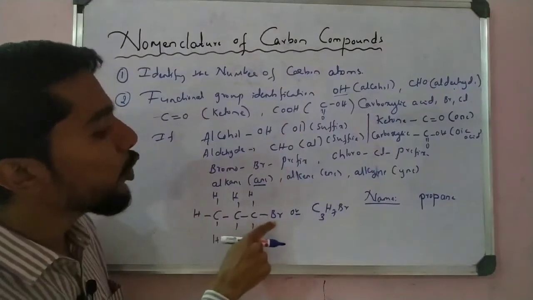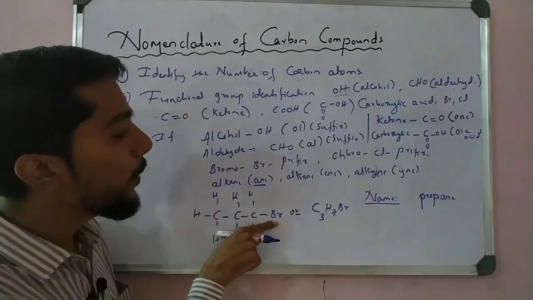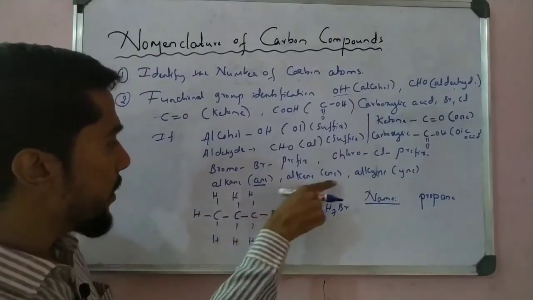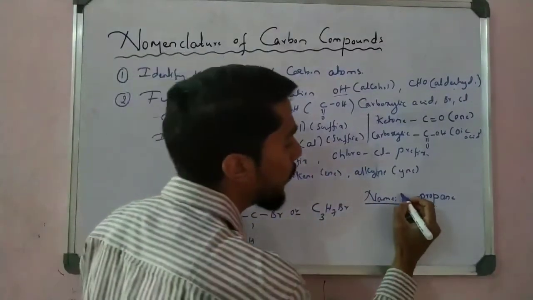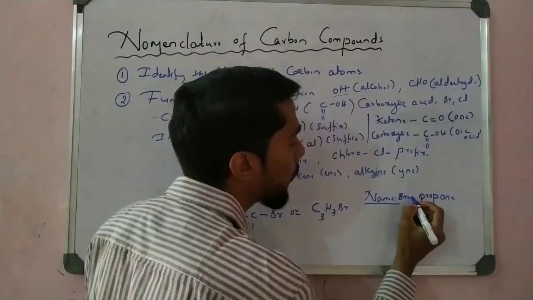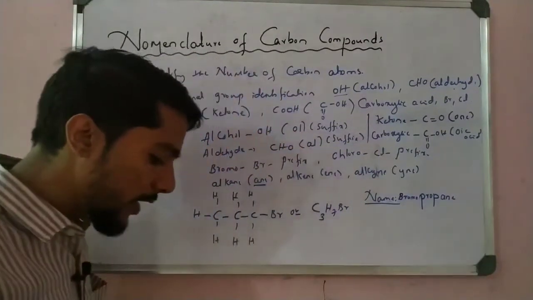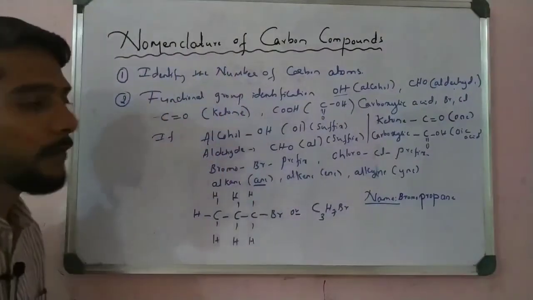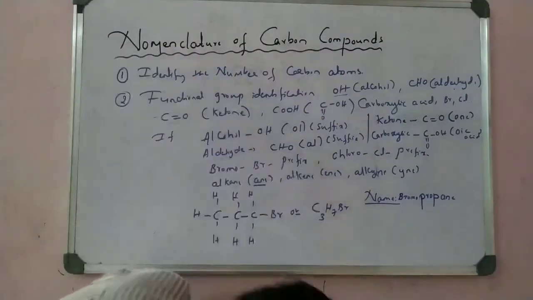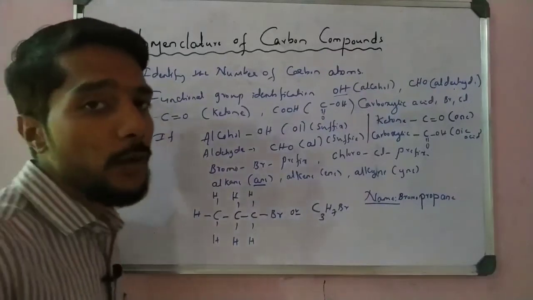Now let us see which functional group is present here. The functional group is Br. Br means bromo. Bromo is a prefix, so we write bromopropane. So the name of the compound is bromopropane. Very simple examples, right? Very important, right?